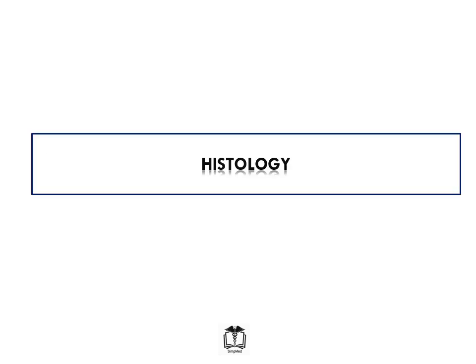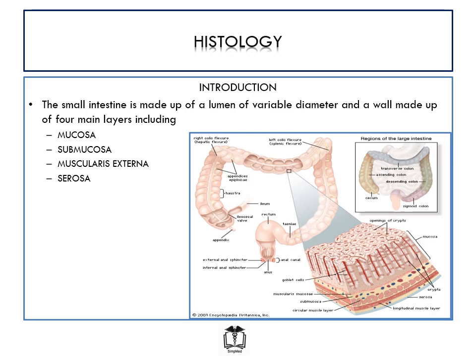Let's move on to the histology of the small intestine. So the small intestine is made up of a lumen of variable diameter and a wall surrounding that lumen. Now, this wall is made up of four main layers of tissue. This includes the mucosa layer, which is the innermost layer of the small intestine, followed by the submucosa, followed by muscularis externa, and then finally we have the serosa.